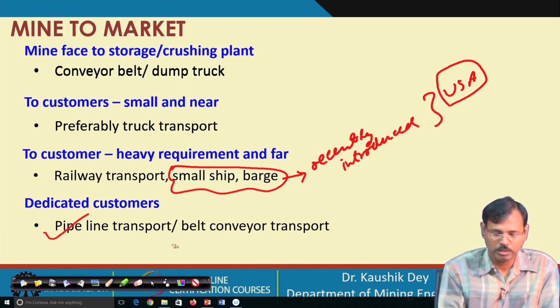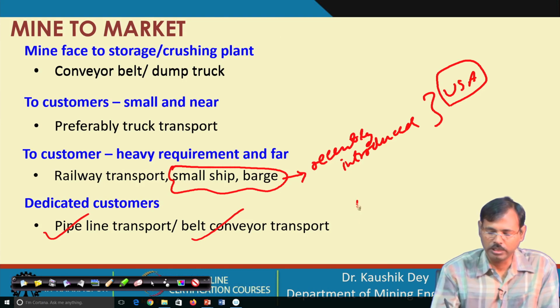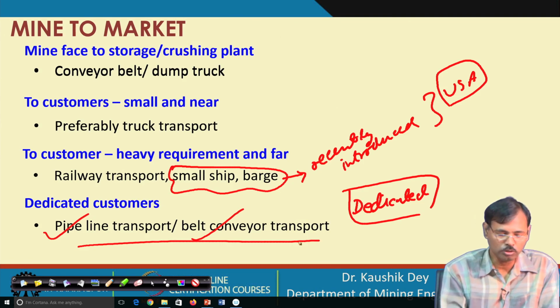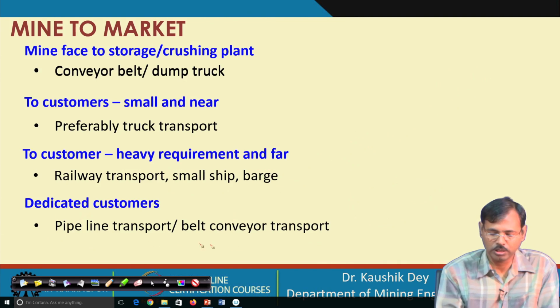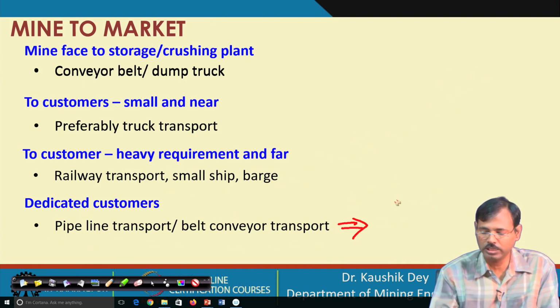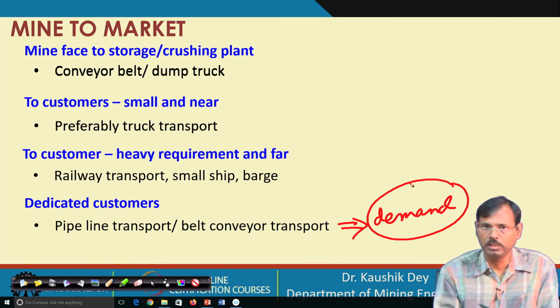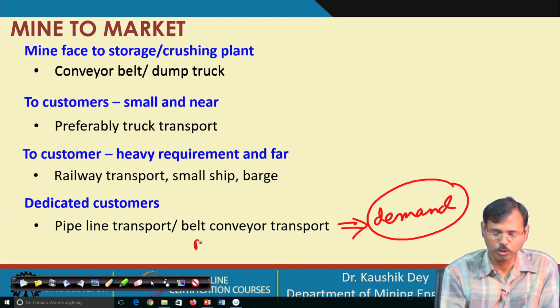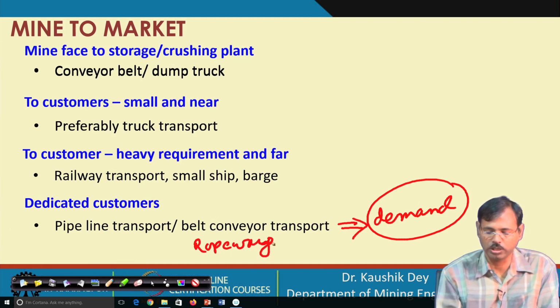Pipeline and belt conveyor transportation systems are also followed where there is a dedicated customer. That means these systems are not applicable for flexible customers. So, these customers are known and there is no change in their demand. So, dedicated customers with fixed demand, only in that case are these systems used, and the same is true for ropeway, aerial ropeway or cableway.